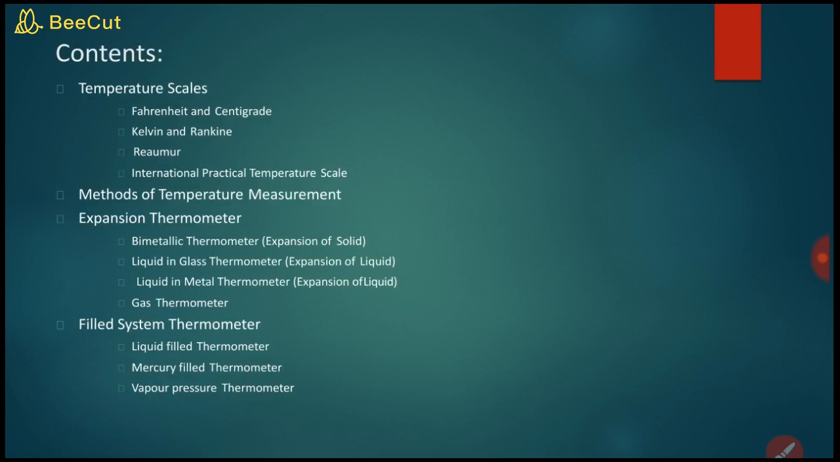So students, in lecture 13 we cover unit 3 for mechanical fourth semester and unit 4 for mechanical sixth semester. The following topics we will cover in this lecture: temperature scales, Fahrenheit and centigrade, Kelvin and Rankine, Reaumur, international practical temperature scales, and the various methods of temperature measurement. Also, we discuss the expansion thermometer, bimetallic thermometer, liquid in glass thermometer, expansion of solid, liquid and gas. We also discuss the filled system thermometer, that is liquid filled thermometer, mercury filled thermometer, vapor pressure thermometer.